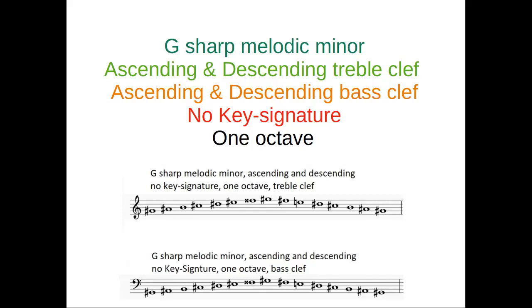And now let's just look at the same thing, but this time with no key signature, also 1 octave. So we first just draw the notes of our scale, and then we go in and we put in all the sharps, the 5 sharps of the key signature, and then we just raise the 6th and 7th on the way up and lower them again on the way down. And we get our G sharp melodic minor.